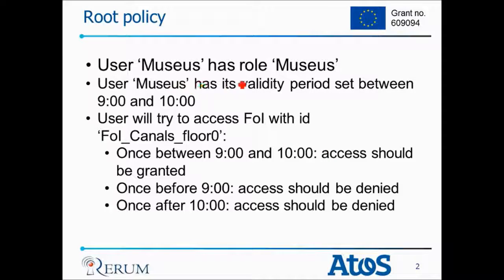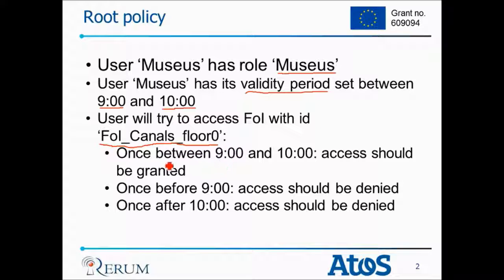In this video, we are going to test using a root policy. For this test, we are going to use the user Museus, which has the role Museus. This user will have a validity period set between 9 and 10. The user will be trying to access the same FOI ID at 3 different times.